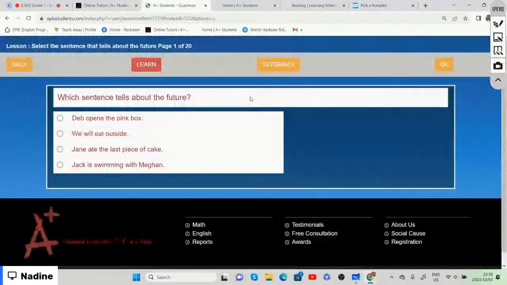Now we're going to say which sentence tells us about the future. It is something that will happen. It hasn't happened yet. Tape the pink box. We will eat outside. Jane ate the last piece of cake. Jack is swimming with him. We need to say which sentence tells us about the future.